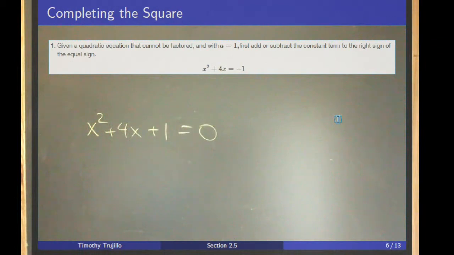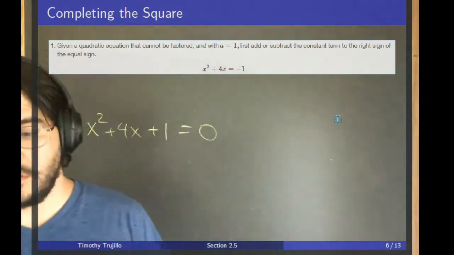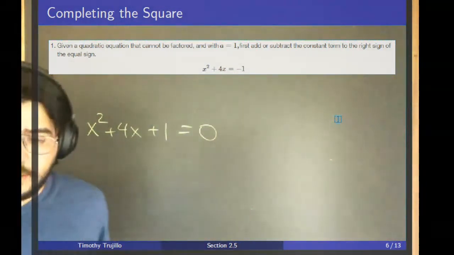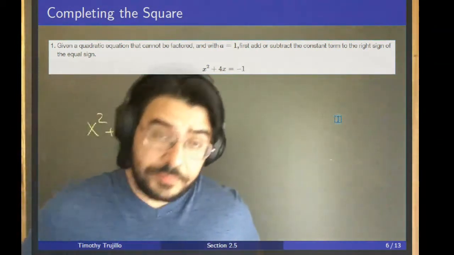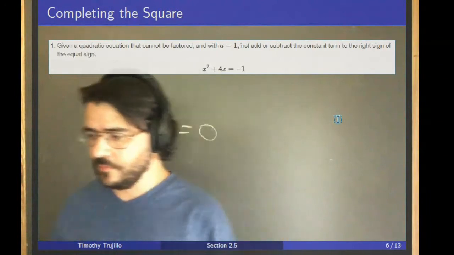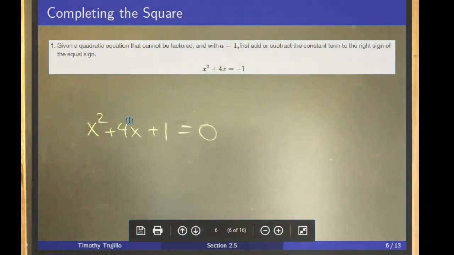Certainly in this case, this doesn't factor for us. There's nothing that's going to factor really nicely. So we really are going to have to use the quadratic formula or completing the square to do this. And remember the other property we had was the square root property, so at some point we're going to use that. So let's talk about what you do here. Let's suppose we're given a quadratic equation and we can't factor it.